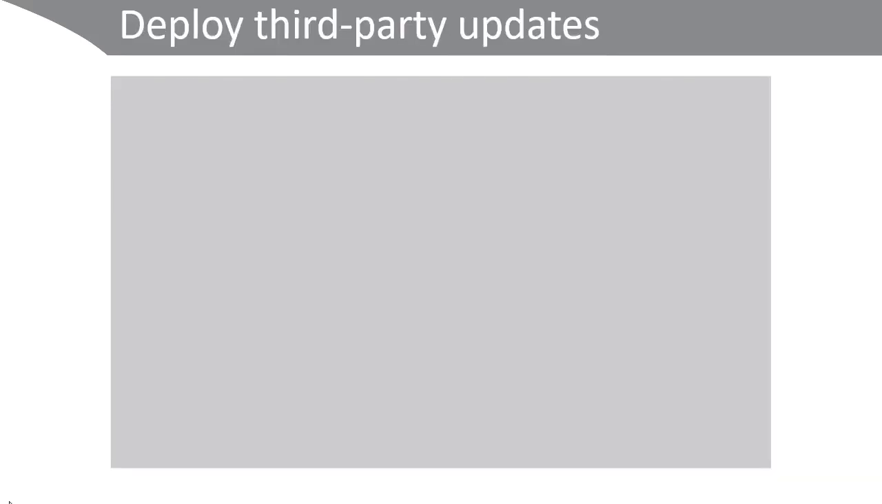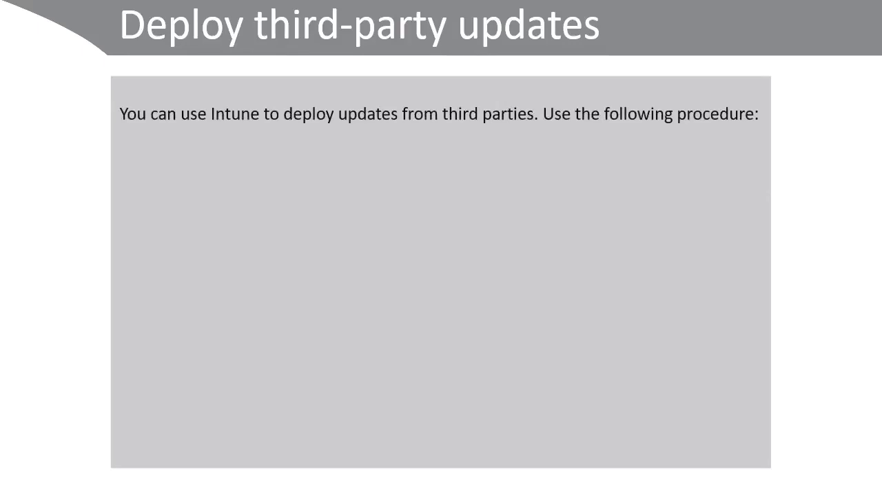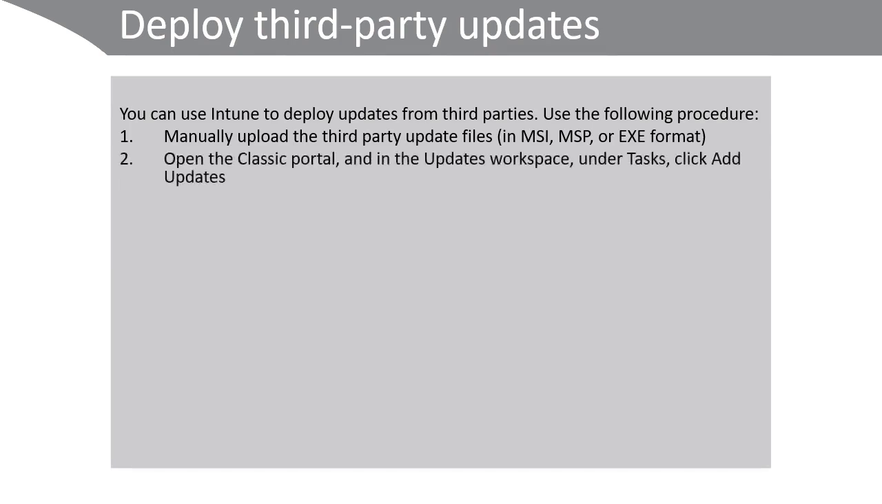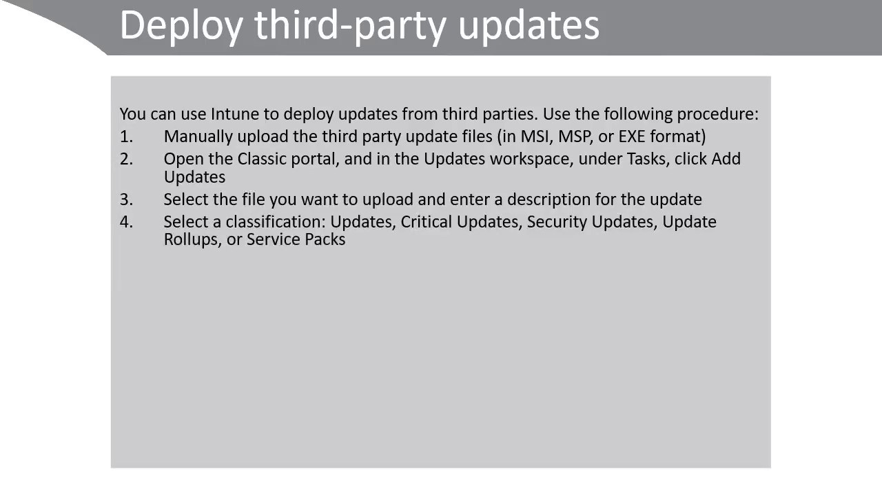You can use Intune to deploy third-party updates. Use the following procedure. First, manually upload the third-party update files. Then open the Classic portal and in the Updates workspace under Tasks, click Add Updates. Select the file you want to upload and enter a description. Select the classification from updates, critical updates, security updates, and so forth. Select the operating system and architecture.